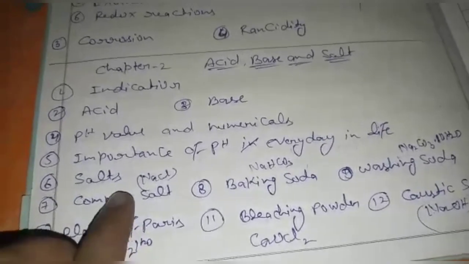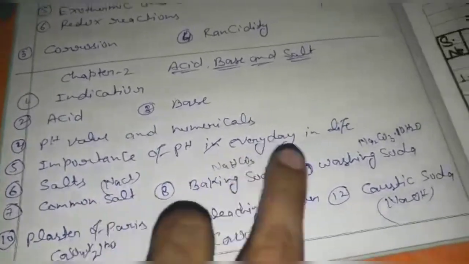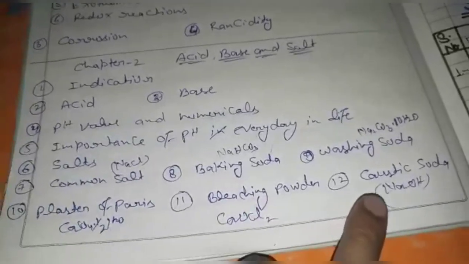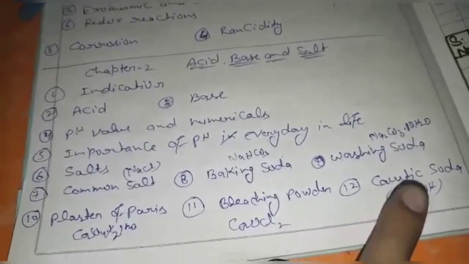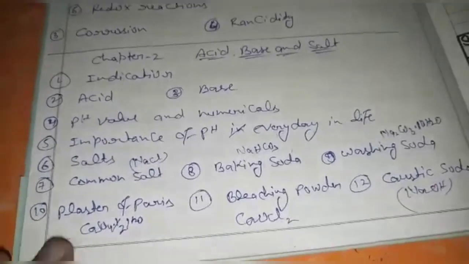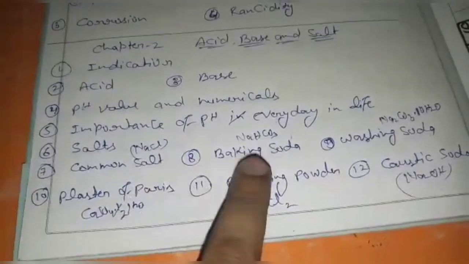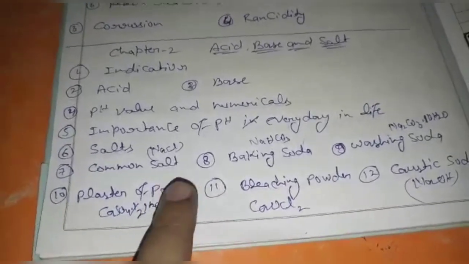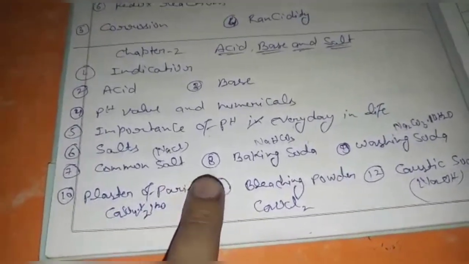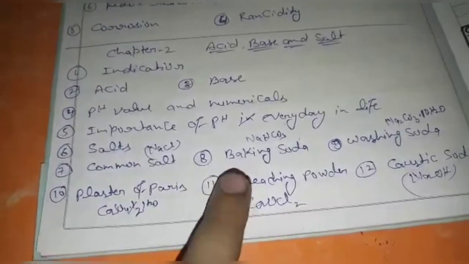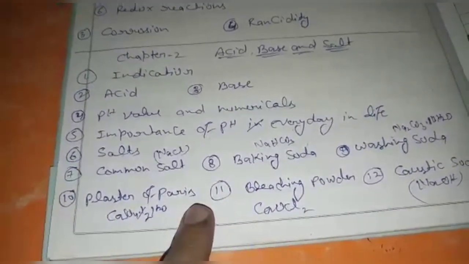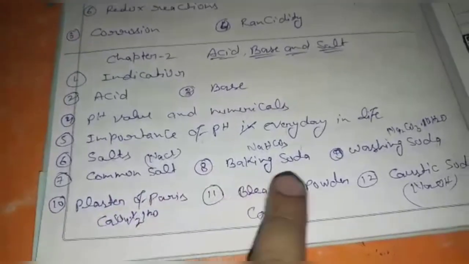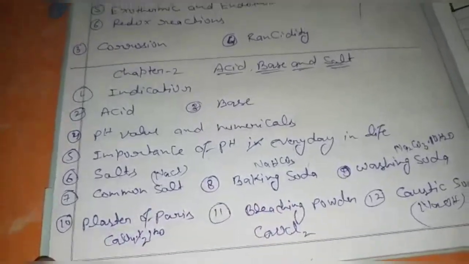Types of salt such as common salt, baking soda, washing soda, plaster of Paris, bleaching powder, and caustic soda is not a salt, it is a base. Okay. So these 1, 2, 3, 4, 5, 6. So there are 6 compounds. You have to learn method of preparation, properties, physical properties, chemical properties, and uses. It is the most important topic.